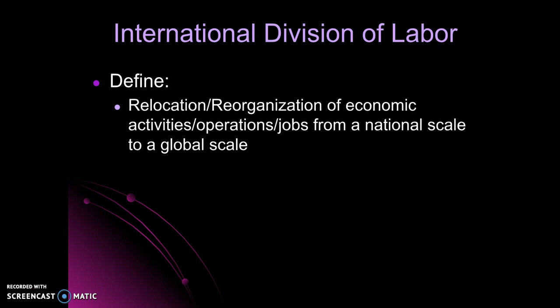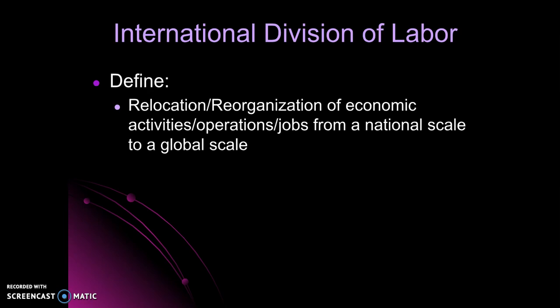The International Division of Labor is when you see the relocation and the reorganization of economic activities, operations, and jobs from a national scale to a more global scale. This is very closely aligned with the international trade approach model, and how you see the different types of jobs in different sectors change as a country develops.